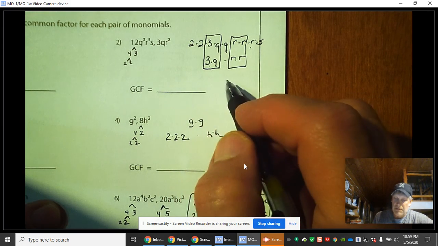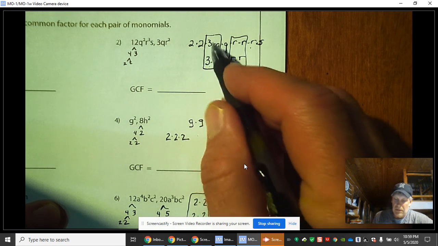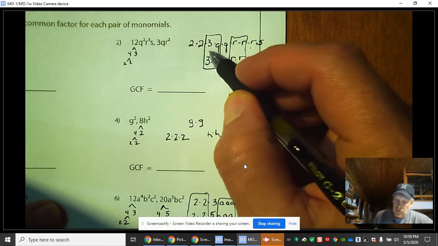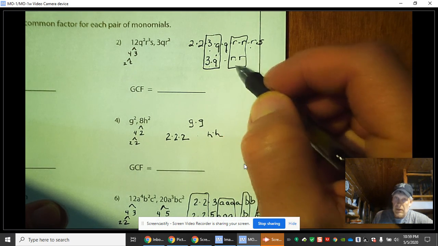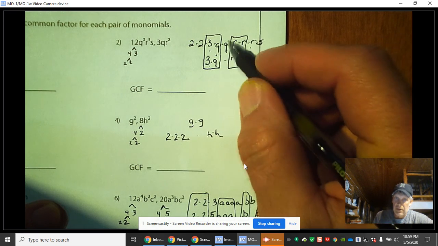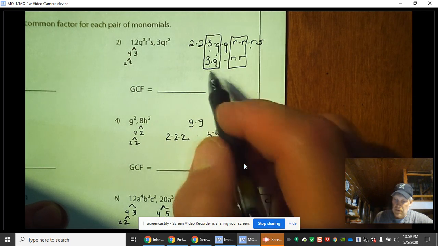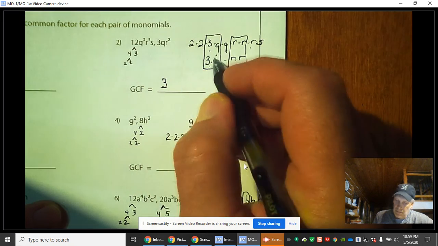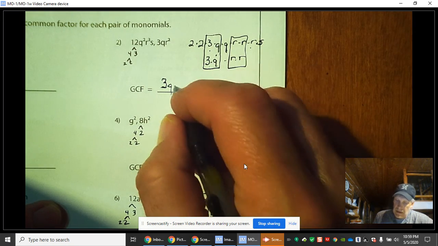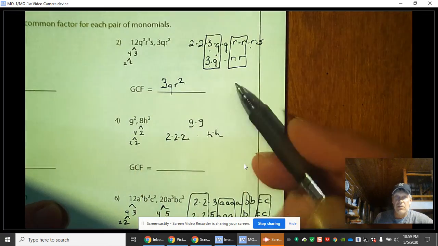Now the greatest common factor is the biggest common factor that both of them share. So they both share a 3, they both share a q, and then they both share 2 r's. So I boxed that in for you. So that's going to be your greatest common factor. So what is it? It's 3q and 2 r's is going to be r squared. So 3q r squared is the greatest common factor of these two terms.